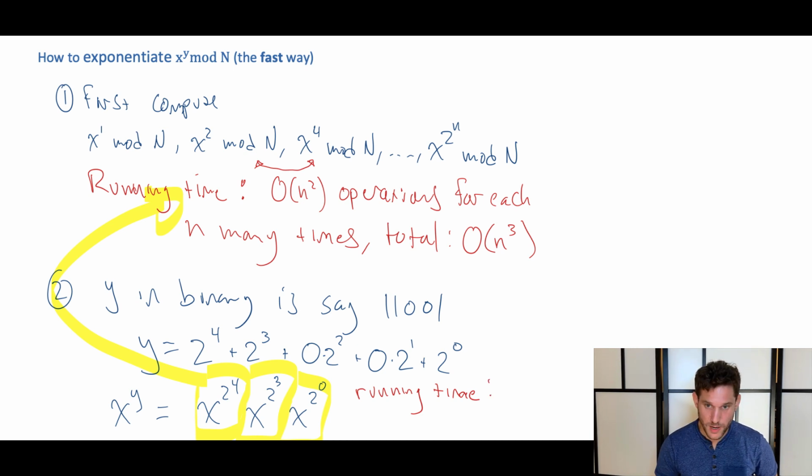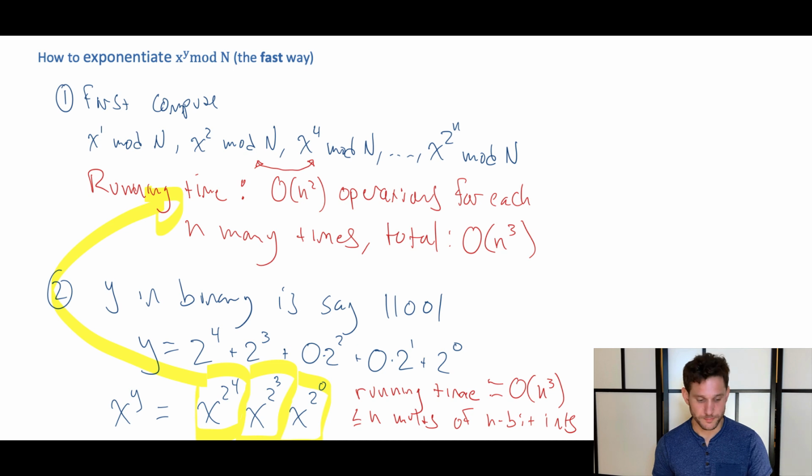Okay, so let's look at the running time. We had to do possibly n multiplications modulo capital N, and each of those multiplications takes on the order of n squared, so the total is going to be on the order of n cubed, right? We had less than or equal to n multiplications of n-bit integers, so the running time is on the order of n cubed. Cool.